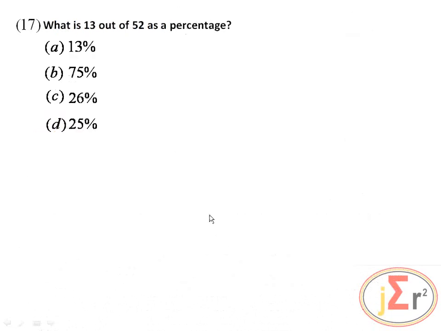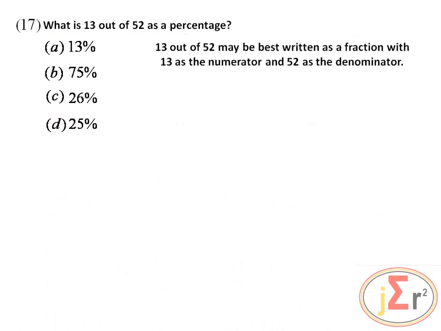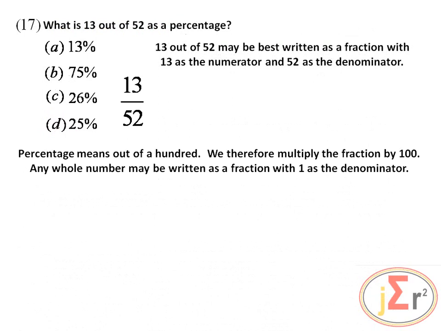What is 13 out of 52 as a percentage? 13 out of 52 may be best written as a fraction. Percentage means out of 100. We therefore multiply the fraction by 100. And of course, any whole number may be written as a fraction with 1 as the denominator.